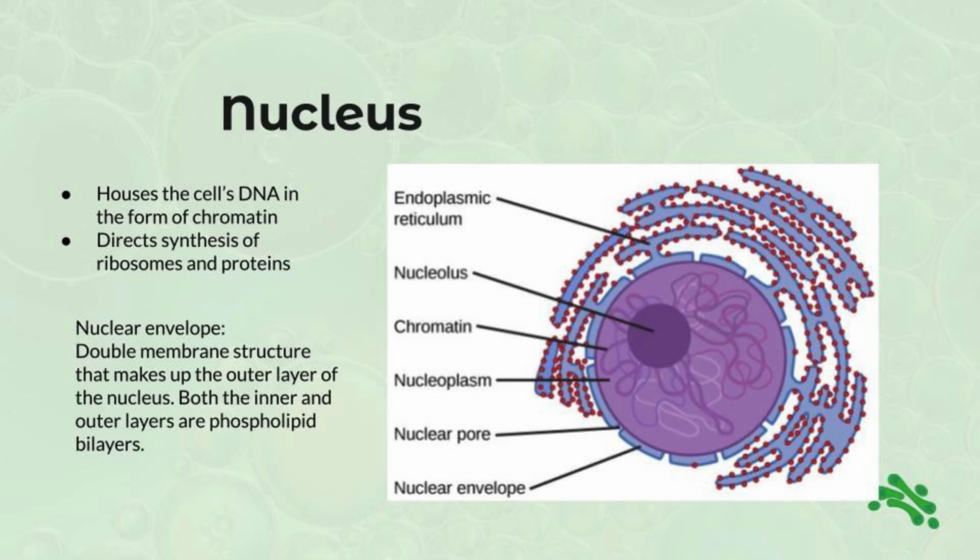Our nucleus stores our DNA. It also directs synthesis of ribosomes and proteins. What you'll have too on the outside of the nucleus is the nuclear envelope, which is an extra membrane that protects your DNA a little bit more.